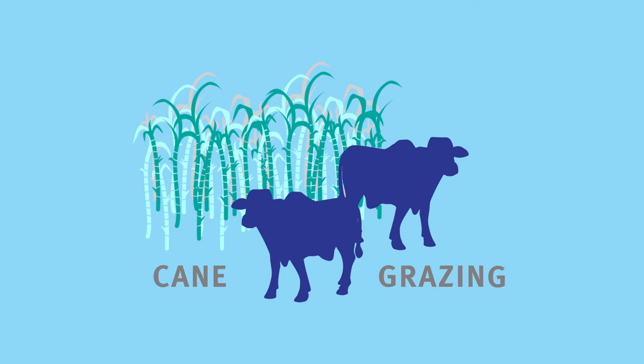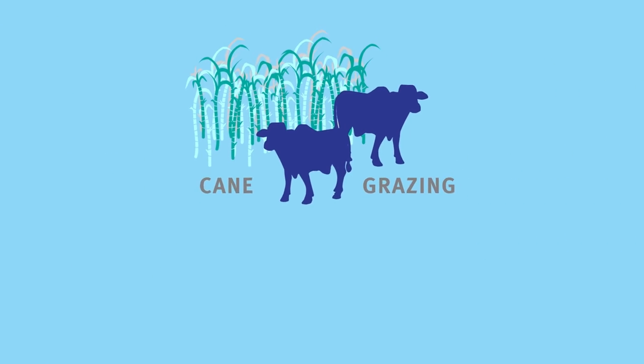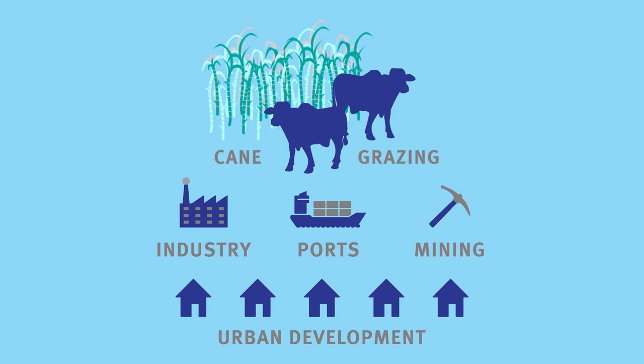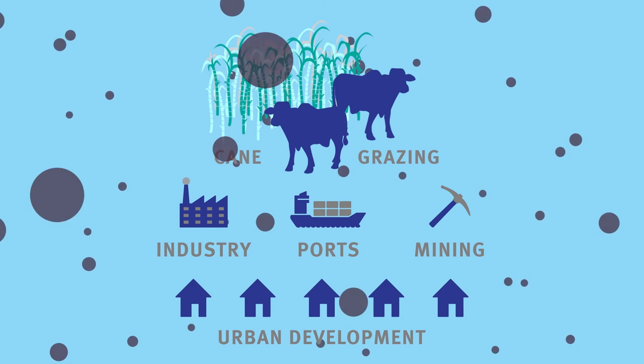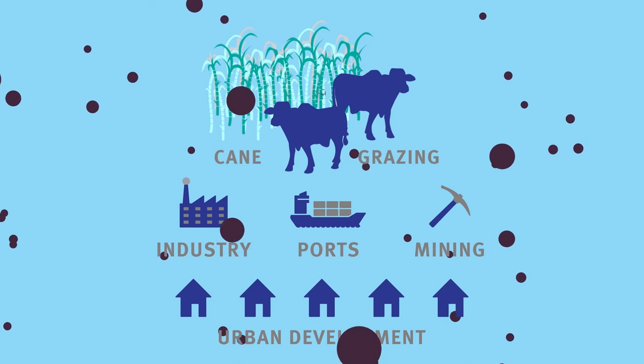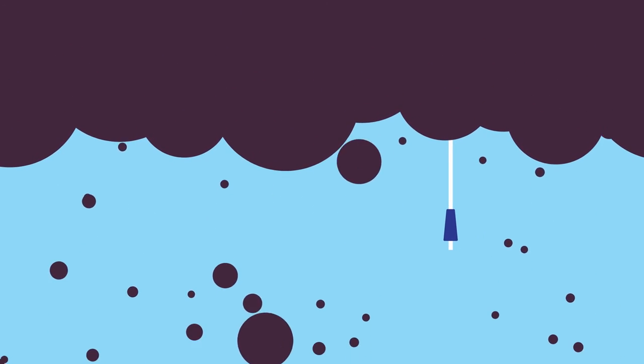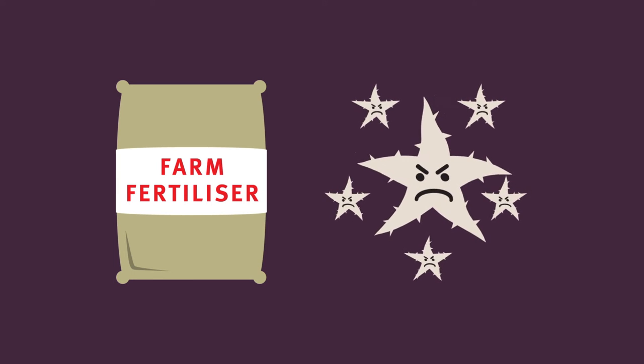Farms are the main source of pollutants. Other land uses, like ports, industry, mining and urban development, can also have locally significant impacts. Sediment runoff makes the water cloudy and prevents seagrass and coral getting the sunlight they need to thrive. Nutrient runoff from fertilizer is linked to outbreaks of coral-eating crown-of-thorns starfish.